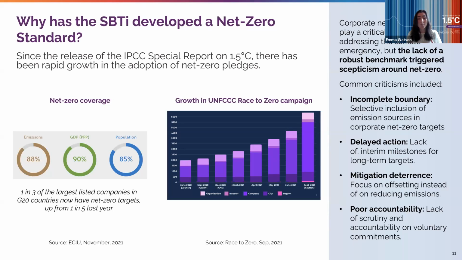The third and probably the biggest criticism of net zero targets had been that they allowed organizations to focus on offsetting instead of actually reducing their emissions. So they're essentially kicking the can down the road or using offsets instead of actually making those reductions themselves. And then finally, because there were no benchmarks available, there was a lack of scrutiny. It was very difficult to tell what was a credible net zero target. And there was no one checking whether these targets were in compliance with what the science was saying.